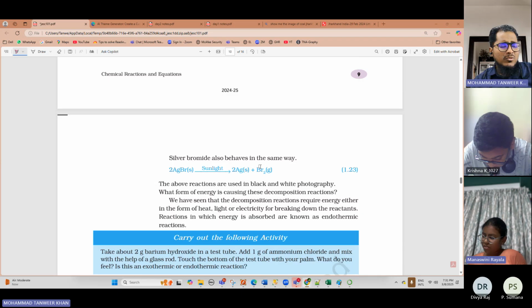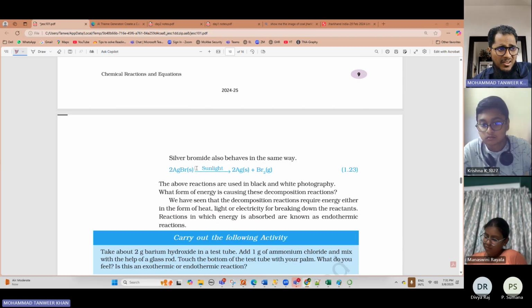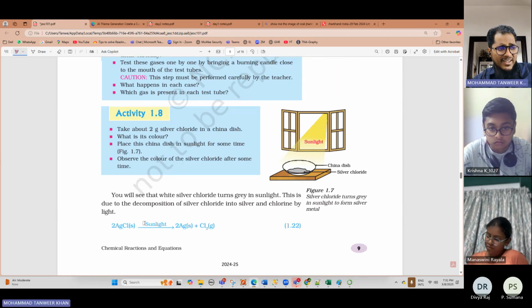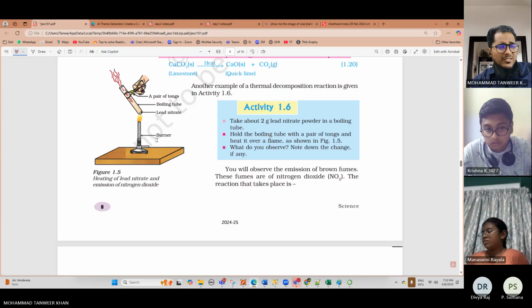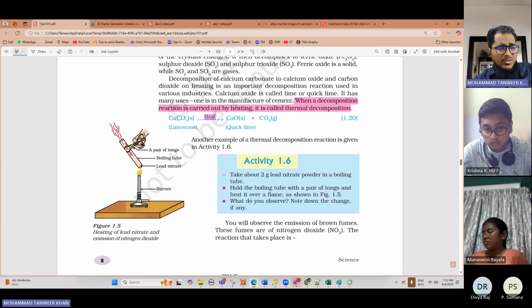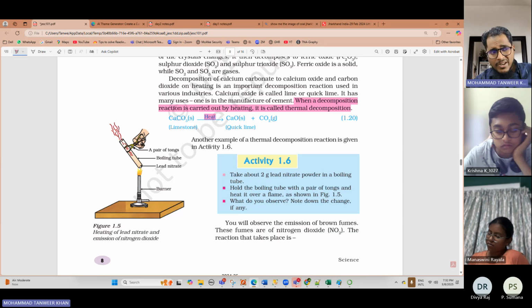Now, in most of the decomposition reactions, if you see, they require energy. Maybe you're giving heat or you're giving light. Maybe sometimes we give electricity. Then those reactions take place. Like here, we are giving heat in the form of sunlight, right? Here again, we are giving energy in the form of sunlight. Here directly, we are giving heat. So here also we are giving heat. So in all these decomposition reactions, you have to provide heat. Then it will break down.